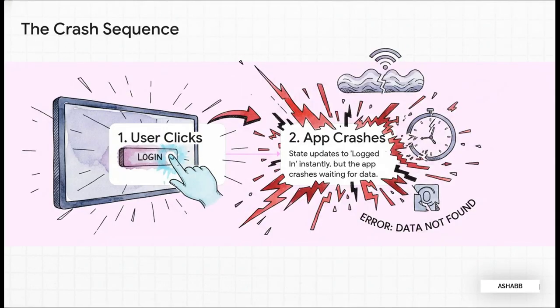And here it is. Here's the crime scene. A user clicks Login. You fire off a Redux action, and your state instantly updates to logged in, just like you told it to. But the app crashes. Why? Because the actual user data you were expecting from the server hasn't arrived yet. See, Redux is synchronous. It wants everything to happen right now. The internet, well, it doesn't work that way. That timing mismatch is the villain of our story.